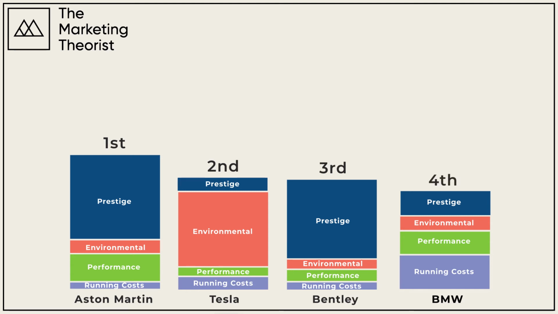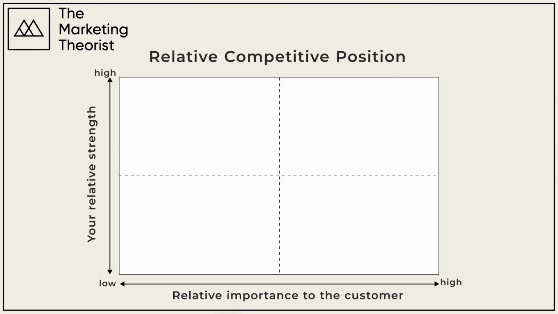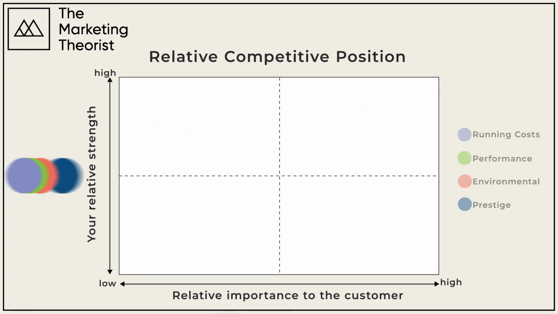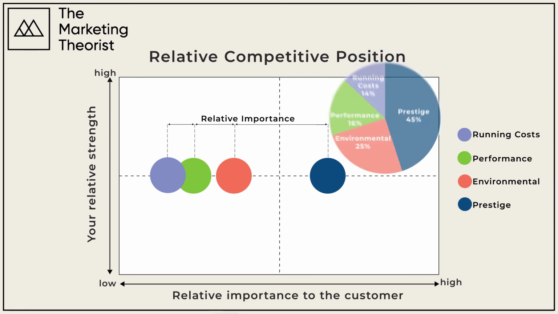Now remember, we created this chart from the perspective of BMW, so the tool also creates a chart for BMW to assess their competitive position. Now the x-axis is the relative importance of each criteria. The one furthest to the right is the most important, furthest to the left the least. And the distance between each criterion is their relative importance, which just mirrors the pie chart we did at the very beginning.